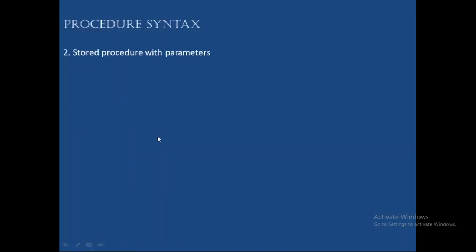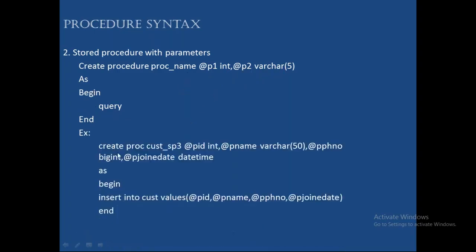Okay, now I will go with a parameterized stored procedure. Stored procedure with parameter. See, create procedure proc @p1 int, @p2 varchar. So this is the first parameter of type int, second parameter of type varchar, as begin end. This is the query. In this query, I may use these two parameters. Example, create procedure cust underscore sp. See, p id means ID parameter, p name means name parameter, p phone number means phone number parameter, p joined date means join date parameter. Okay, these four columns we have, these four parameters we have.